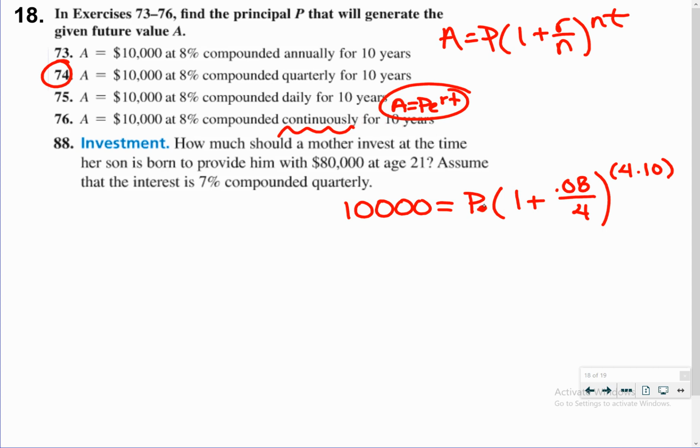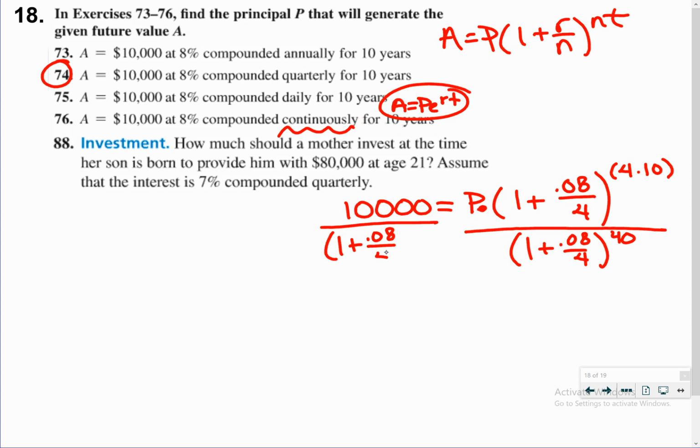P is multiplied by that base to that power. So really what we need to do is just divide on both sides by that base, and you could say to the 40th power if you want to simplify it a little bit. On the right side, they're just going to cancel. And on the left side, that's what you're typing in. You can do it in pieces if you want, figure out what that denominator is, and then divide, or you could type it all in at once like this.